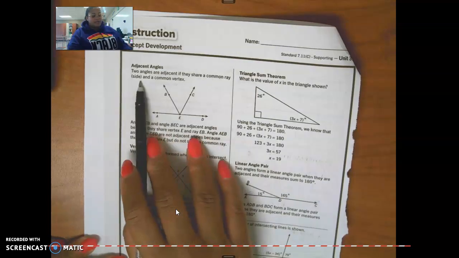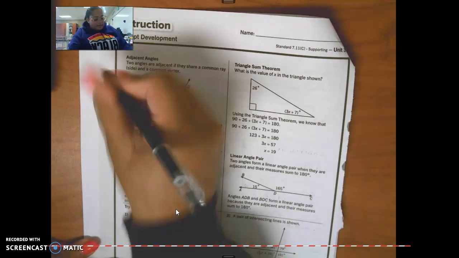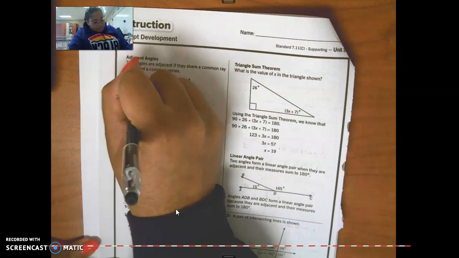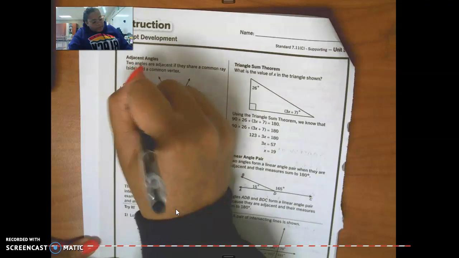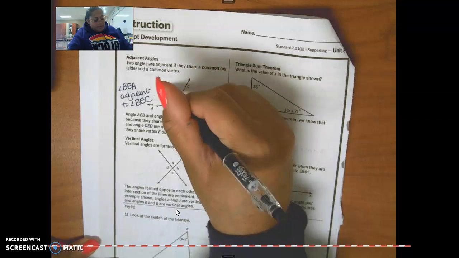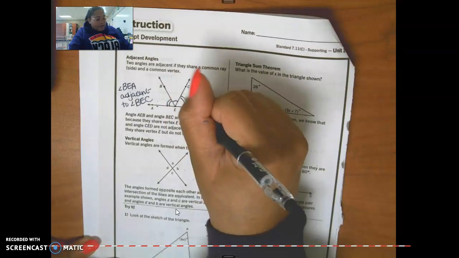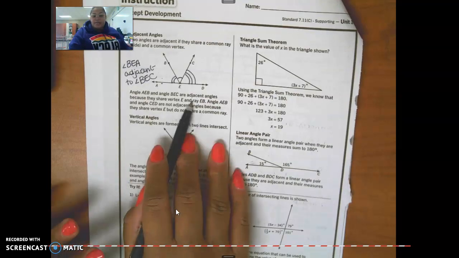Adjacent angles: two angles are adjacent if they share a common ray, which is a side, and a common vertex. Okay, so we'll say angle BEA is adjacent to angle BEC. Notice I go BEC, that's this angle right here, which is adjacent to BEA, that's this angle right here. And this will be a third angle of a different measure. They give you examples of other angle names there.